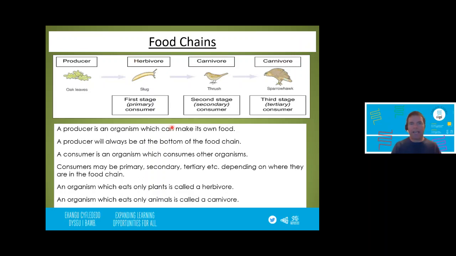An organism which eats only animals is called a carnivore. Now it's identified here that the thrush and the sparrowhawk are carnivores. Just because they're secondary consumers in a food chain, it doesn't necessarily mean they're a carnivore. They could eat plants and animals, but based upon the information we have in front of us, we would have to say that a thrush is a carnivore and a sparrowhawk is a carnivore, because they are eating animals.